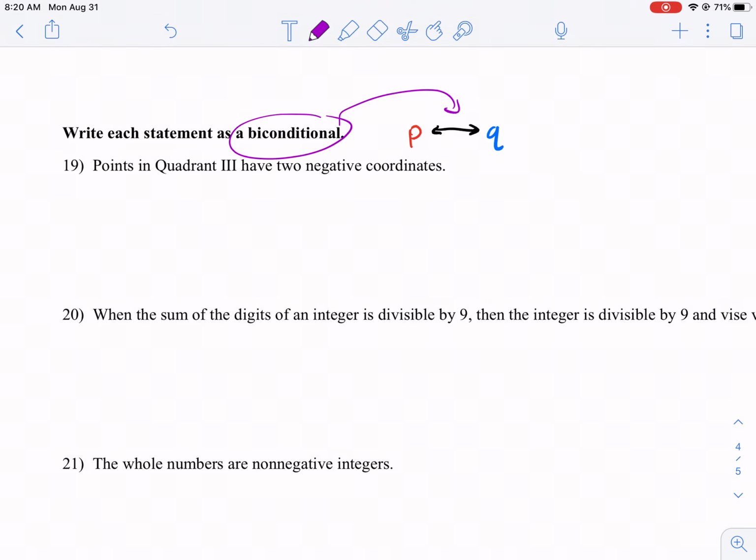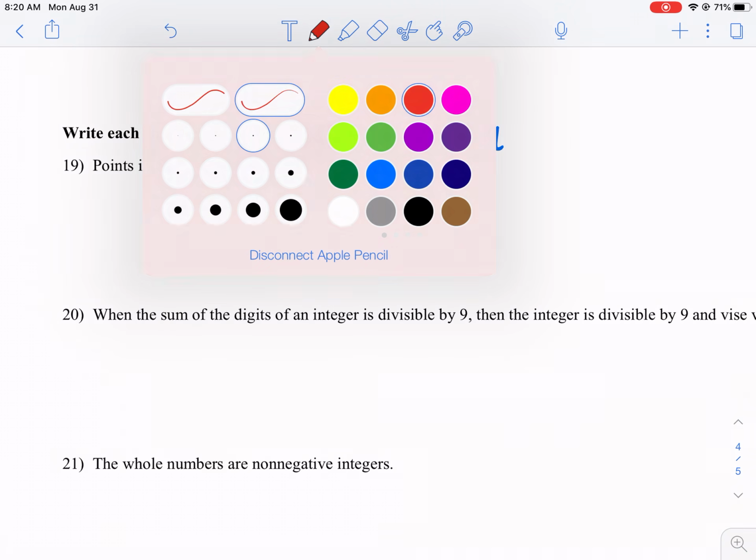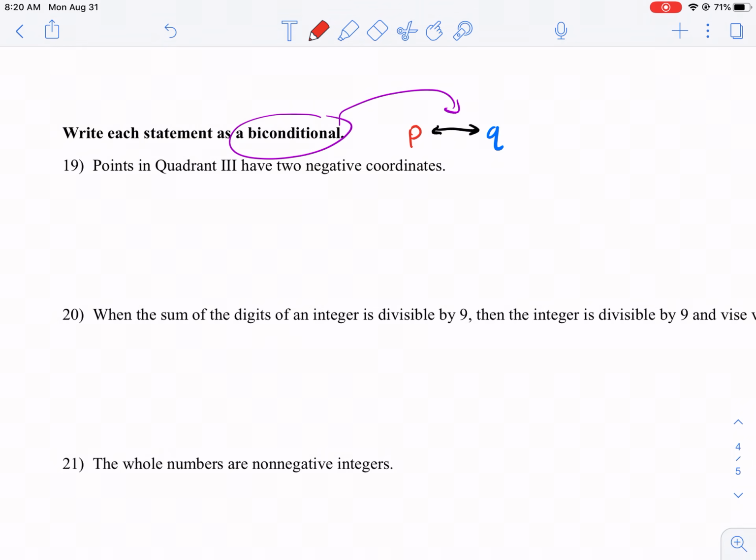Okay. The only difference with this is you make a statement. You don't start your sentence off with if. You start it with the actual statement. This one you might need to reword it a little bit. You need to make it fit with English. So we can say a point. Notice how I didn't start with if. A point is in quadrant 3.